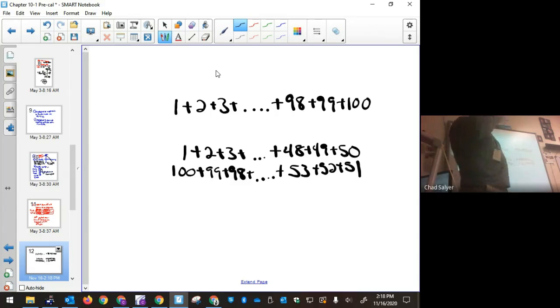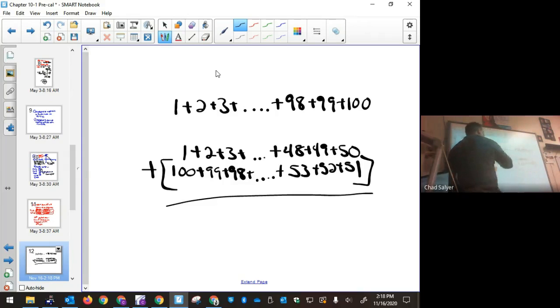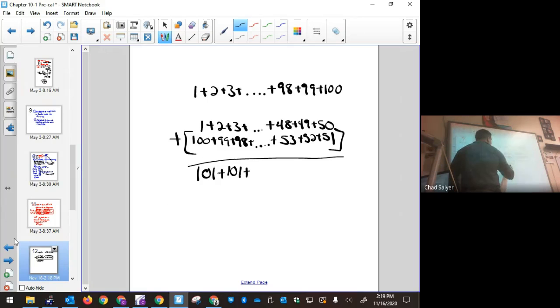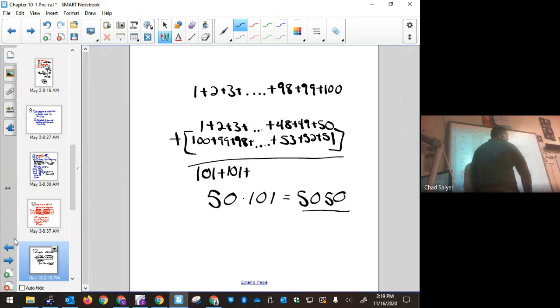Do you agree with little Carl Gauss? If I add up this bit to that bit, it'll still be the same thing as this. So this is just the first half and the second half. But here's the genius of Carl Gauss. What's 1 plus 100? What's 2 plus 99? And so on. They're all 101. And how many of them are there? So he just said 50 times 101 equals 5,050. Game over. Took him seconds to do this.